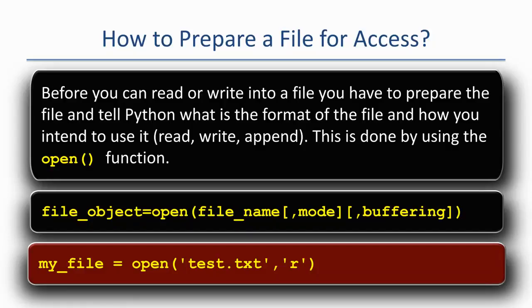Here's an example. I'm preparing a file for read. I'm using the open function. The name of the file is test.txt, and the symbol r after the name of the file indicates that I would like to read from this file. And then the return value from the open function will be assigned to a variable. In this case, I called it myFile. From now on, every time I want to use that file, I refer to this variable.